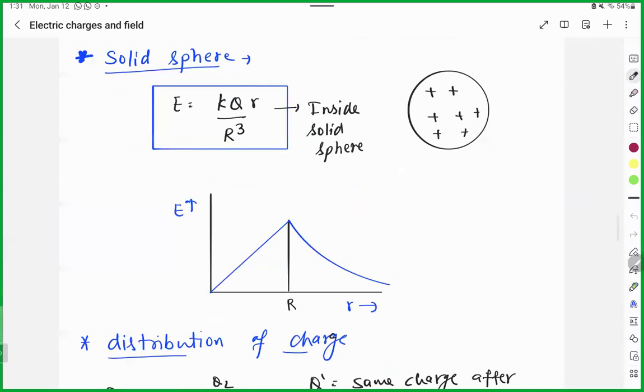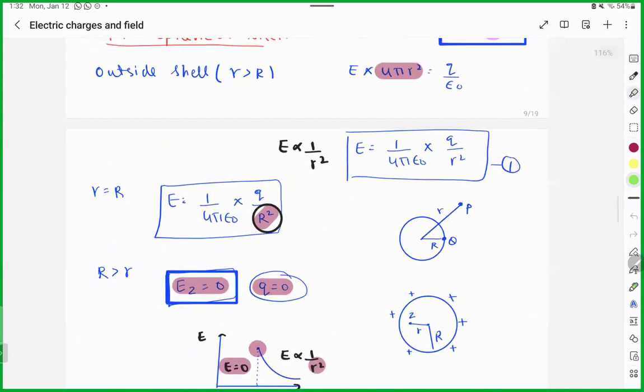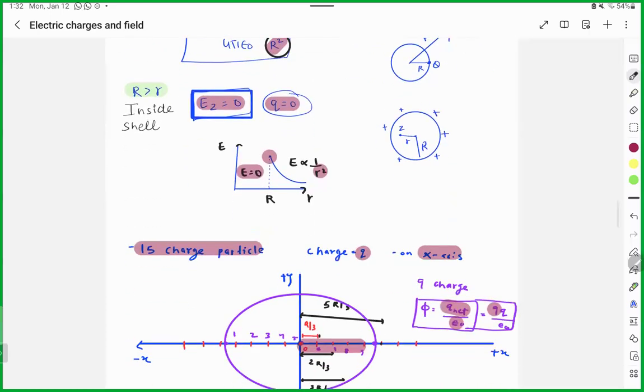Okay. So, if you compare with the normal spherical shell, inside this spherical shell, electric field is zero. This is really important. Inside this sphere, electric field will be zero. Inside the spherical shell, electric field is zero.